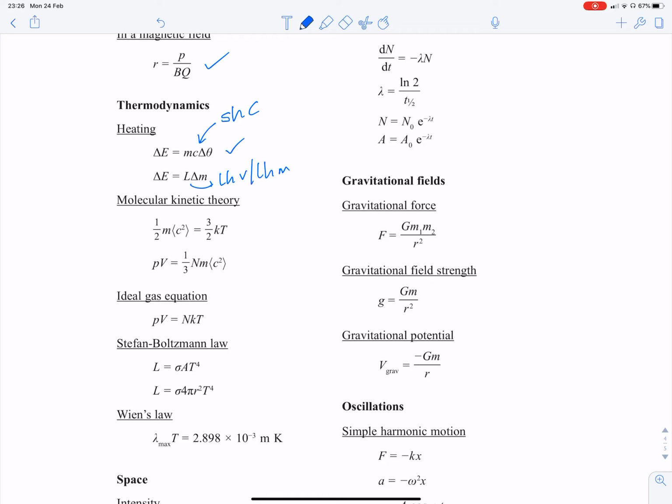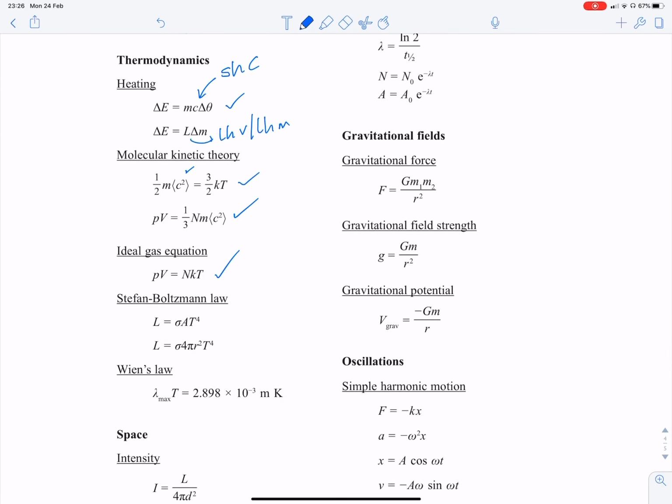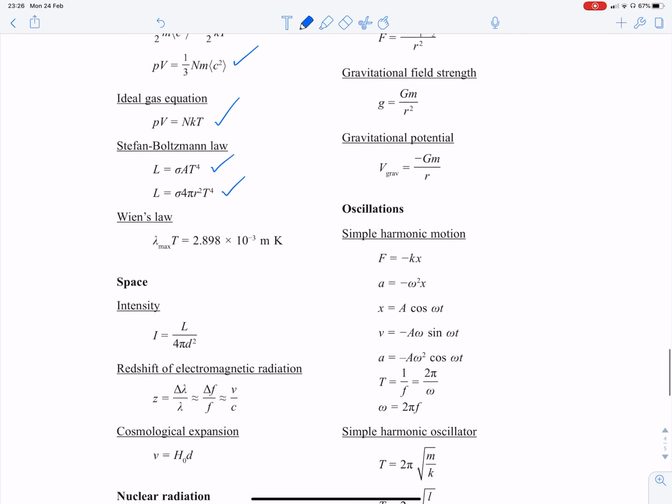Okay. Molecular kinetic theory. Half m c squared is 3 over 2 kT. PV equals 1/3 N m c squared. Ideal gas equation, PV equals nkT. Stefan-Boltzmann law. And that one. Wien's law. Lambda max times T is 2.8977 times 10 to the power minus 3 meter kelvin.